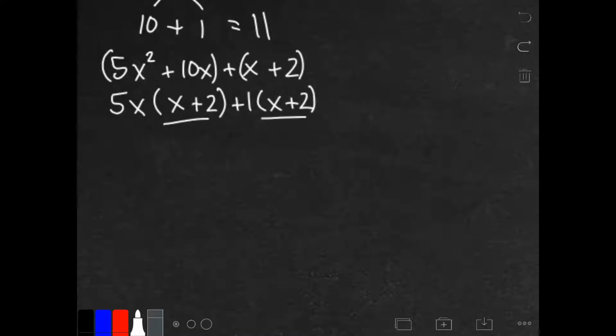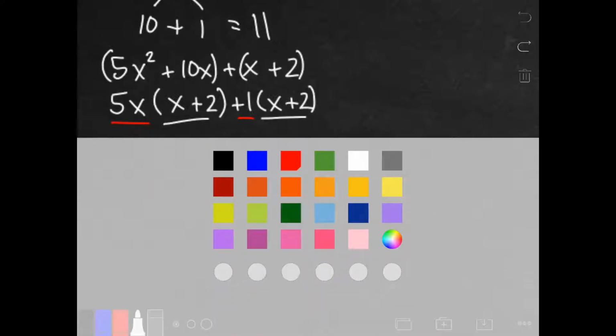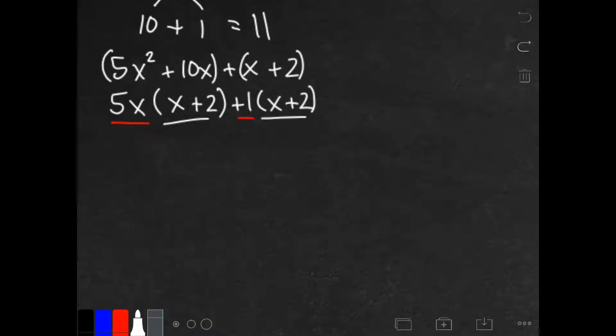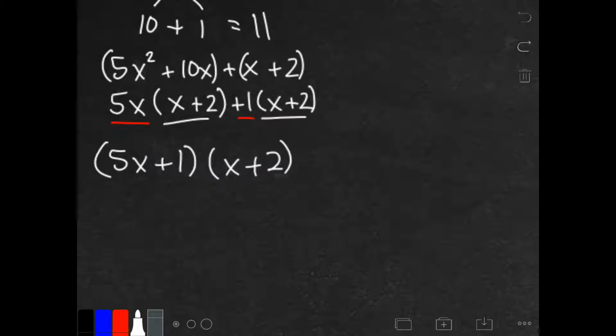When I do that, what's left over? Well, I have a 5x and a plus 1. So what is that going to look like? Well, that'll give me 5x plus 1 times x plus 2. And if I want to be sure, I can do a check here.